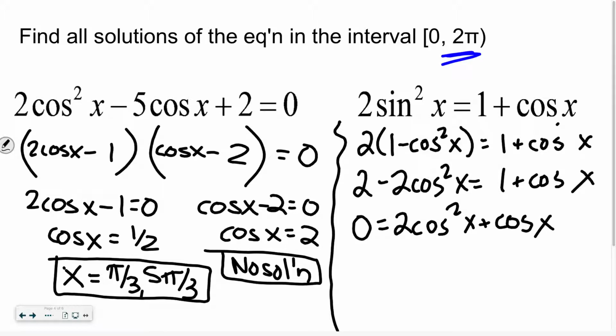Okay, now also be careful here. I'm moving the 2 to the other side. This is a positive 2. So 1 minus 2 is negative 1. It's a negative 2 cosine squared, but the 2 in front is positive. Okay, see if you can factor that.